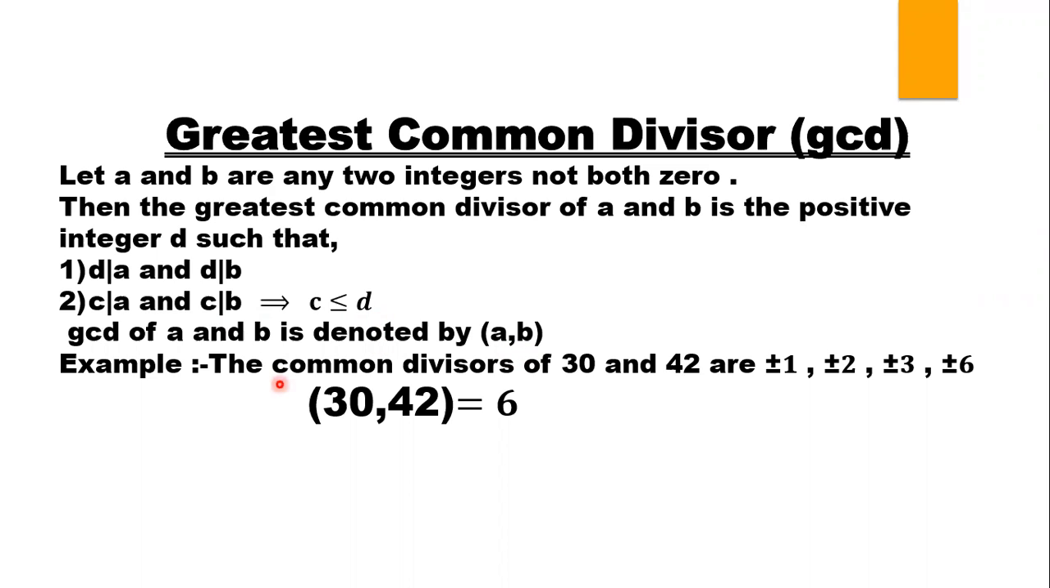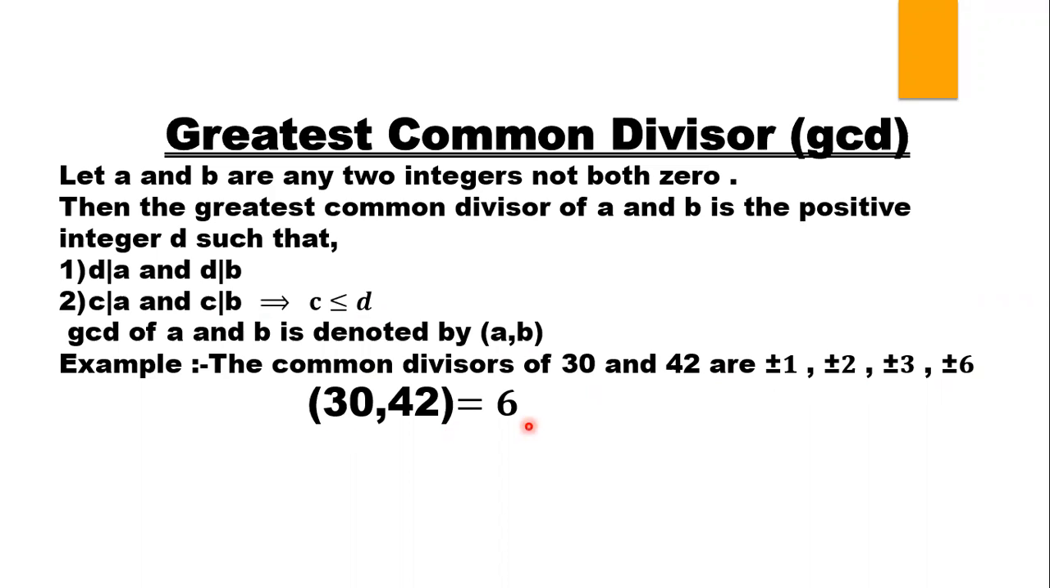Here is an example. The common divisors of 30 and 42 are plus or minus 1, plus or minus 2, plus or minus 3, and plus or minus 6. Therefore, the greatest common divisor is plus 6. So, the greatest common divisor of 30 and 42 is 6.